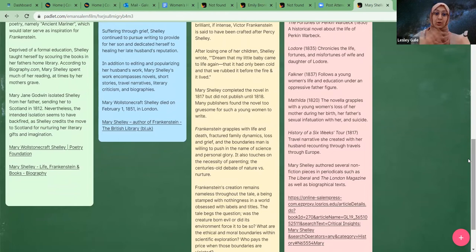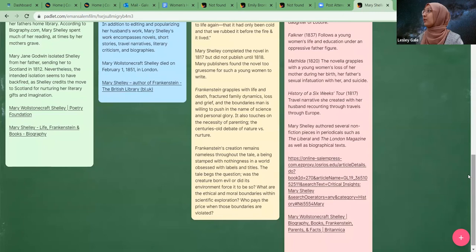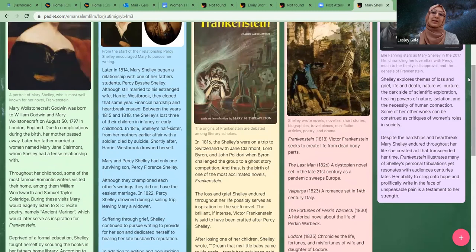And if I remember correctly, Frankenstein refers to his creation as a monster before he even begins to commit monstrous acts. And so all of this really begs the question, was the creature born evil, or did his environment force him to be so? And what are some of the moral and ethical boundaries within scientific exploration? And when those boundaries are violated, who tends to pay the price? Who are the people who bear the brunt of the negative consequences that come from those explorations?